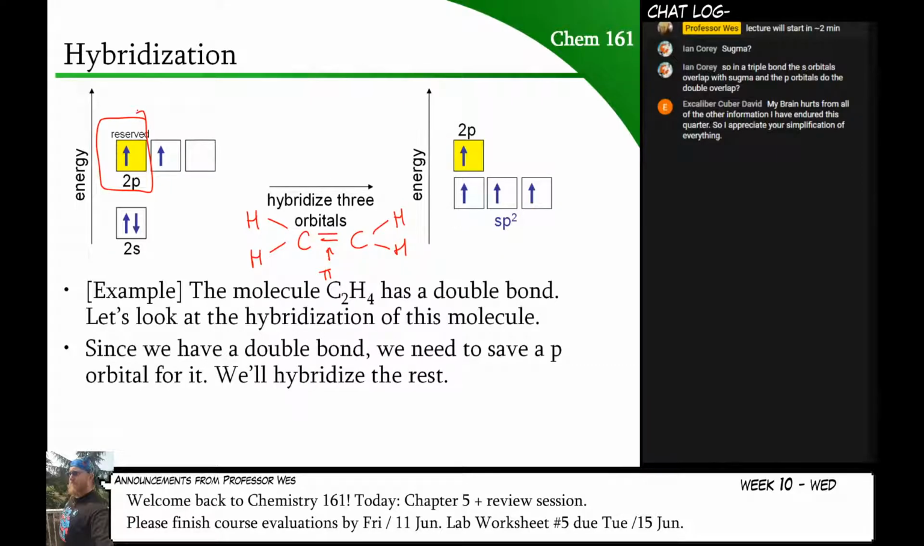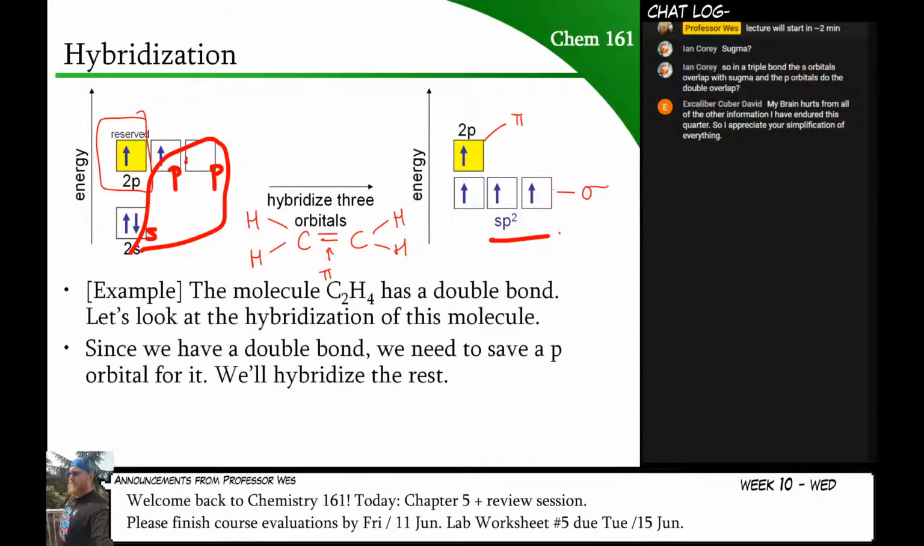So if I hybridize only 3 orbitals instead, and I just leave this p orbital available because this is how I'm going to make my pi bond, and these will be my sigma bonds. Now the orbitals that I make have a different name because I only hybridized sp³, sp². So the label or the code that I gave you at the start is just how many orbitals are hybridized. sp3 is all the s's and p's in the valence layer.